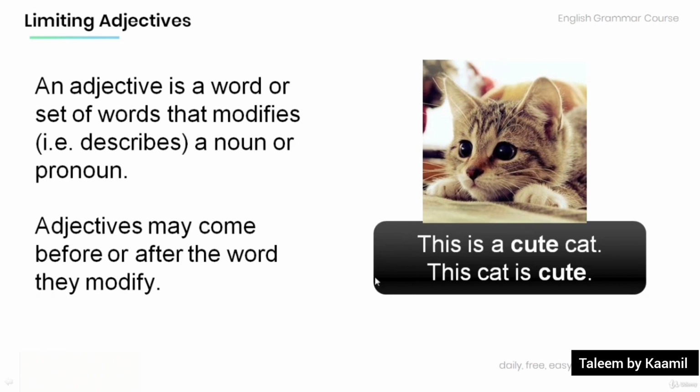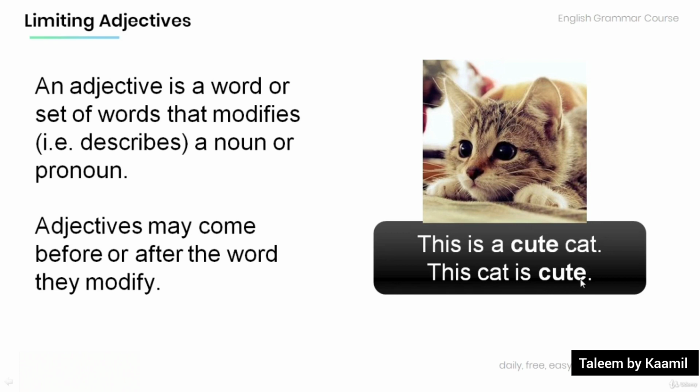Have a look at the example over here. This is a cute cat. This cat is cute. Now the word cute is an adjective and modifies the noun cat. Note that in the first sentence, the adjective comes before the noun cat, and in the second sentence, it comes after the noun.